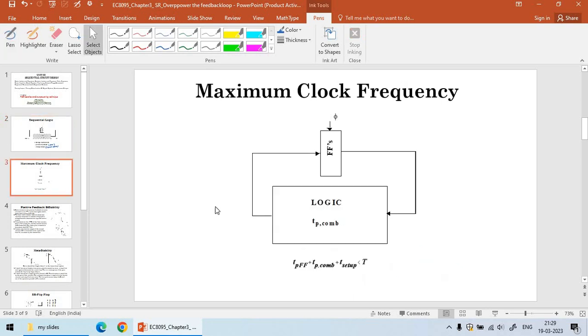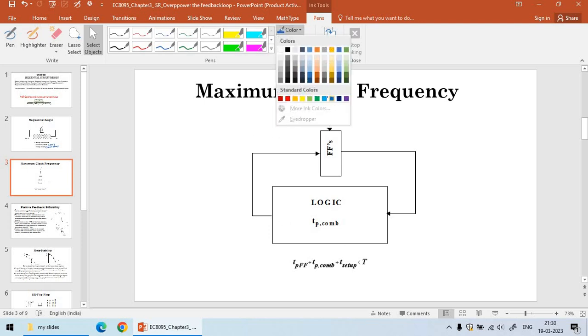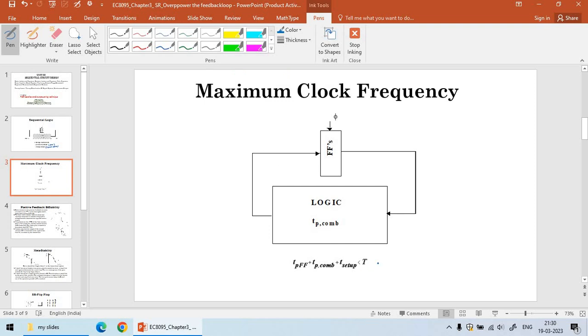When you work with a sequential circuit, you are worried about fixing the clock frequency. In a system where combinational logic as well as a memory element is present, the memory element is required to remember whatever previously happened in the system. So the clock period T should be greater than or equal to T setup plus TP combinational plus TP flip flop. We will see what that is.